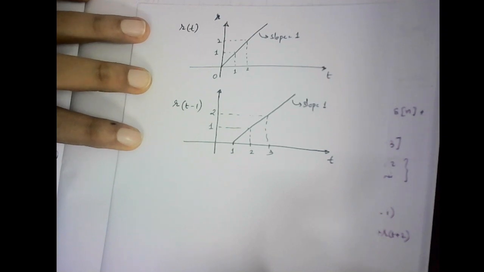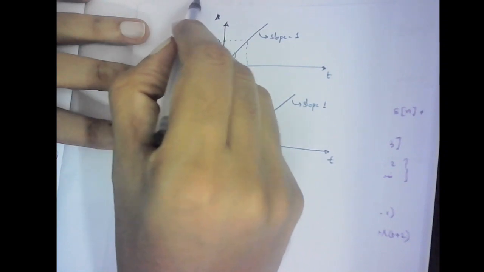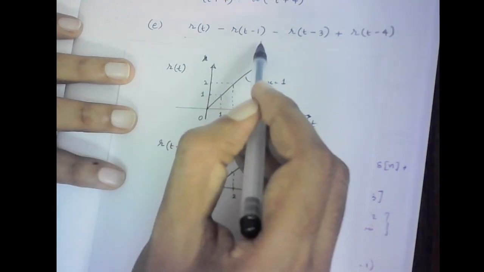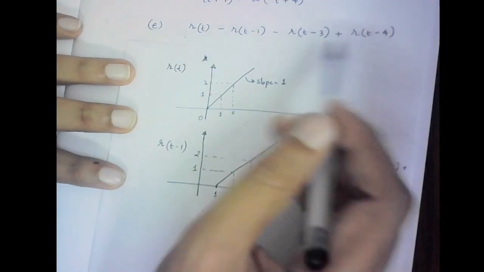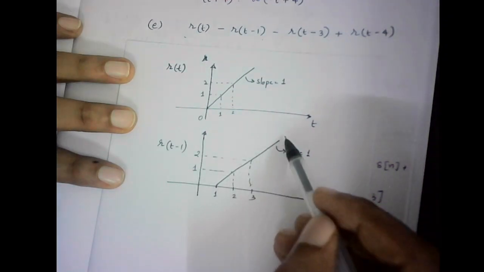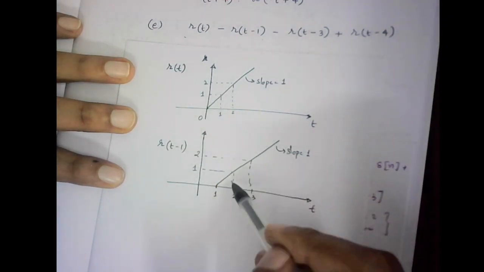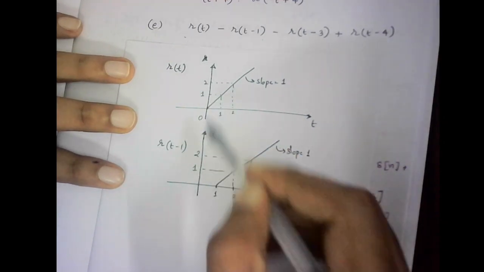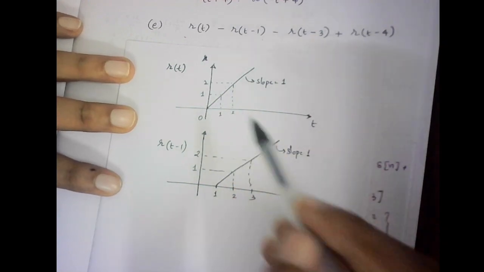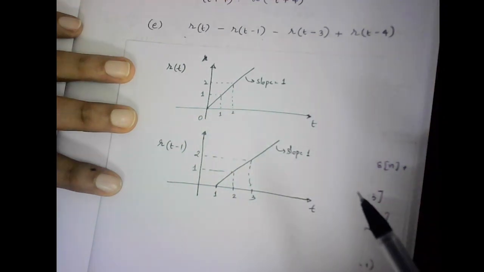So let me give you an idea of what is r of t minus r of t minus 1. Let's try to draw this particular part, just the first two terms. If you understand that, then the rest of the things are just easy. So this is r of t and this is r of t minus 1. So r of t minus r of t minus 1, what will it be? You can do each point to note, but there is an easy way to understand it.